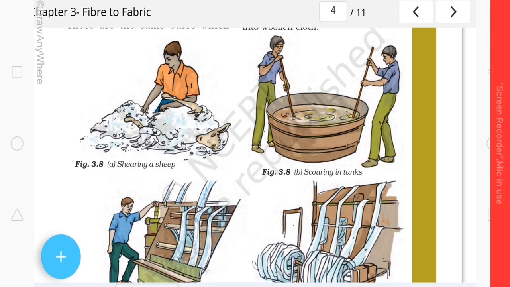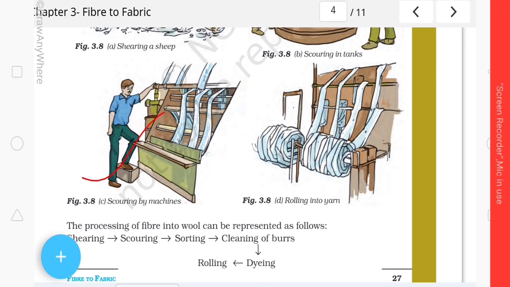Now let's see the process of making wool from fibers step by step in the picture. The first step was shearing, means to remove the hair from the sheep. And the second step was scouring. Scouring means to wash the hair to remove the dirt, oils, etc. Here scouring is done by using a machine. And in the next picture it is shown rolling into yarn, how we are rolling the fibers into yarn.